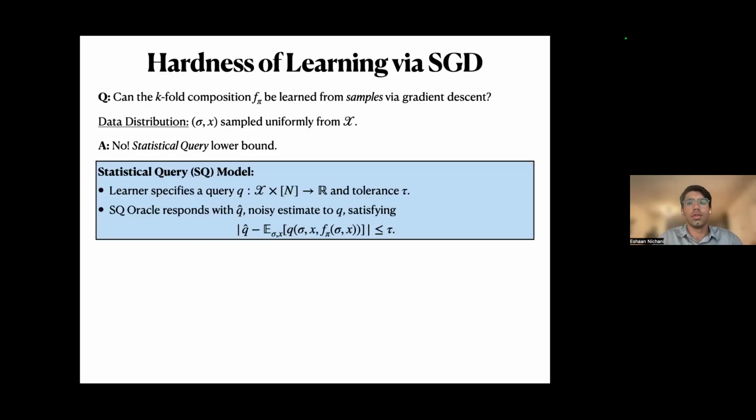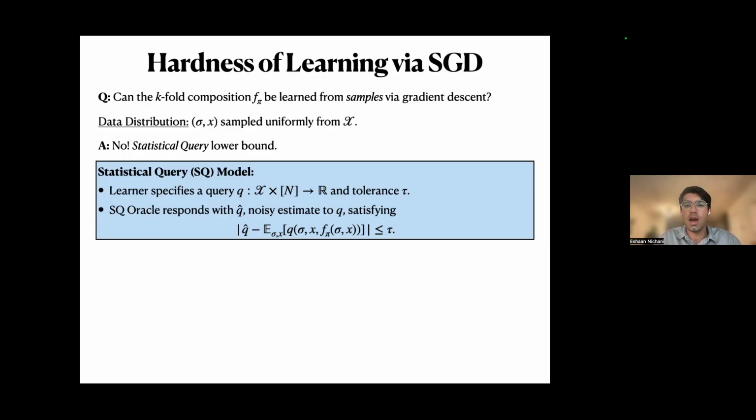And formally, we prove a statistical query, or SQ, lower bound, showing that it is computationally hard to learn the function class F. Okay, so in the SQ model, the learner gets to interact with the target function f sub pi as follows. The learner gets to specify any query Q, which maps input-output pairs to some real number, along with the tolerance level tau. For each query that the learner makes, the SQ oracle will return a noisy estimate Q hat, which is within tau of this population average of Q.